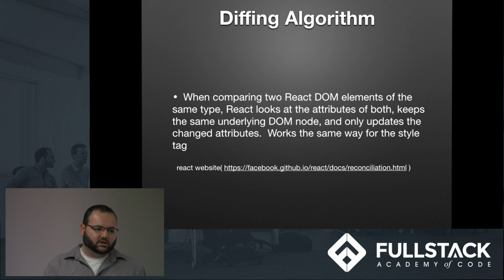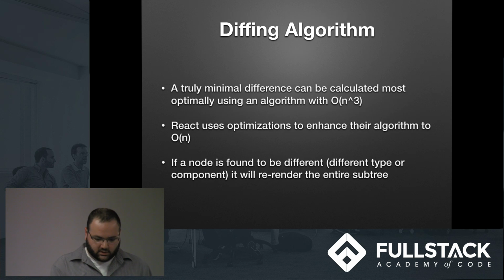So it does not get rid of the DOM node, but it just changes the properties of it very quickly. So this is a little bit more about the diffing algorithm. A truly minimal difference can be calculated in O(n^3), big O n cubed, which, as you can imagine, is pretty slow. If you have 100 nodes, that's, I think, 1 million operations, which is way too much because 100 nodes on the browser is really not that much. So React uses those enhancements to make their algorithm closer to O(n), which is pretty fast.